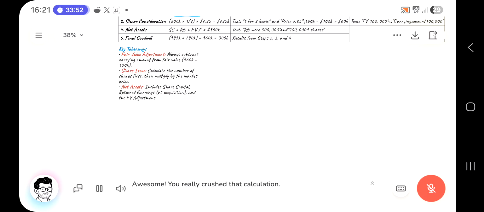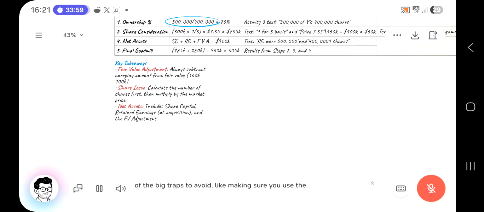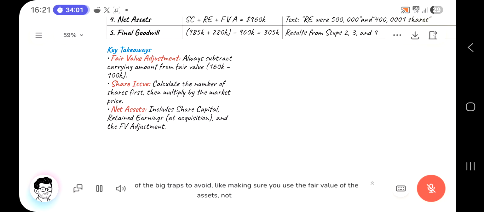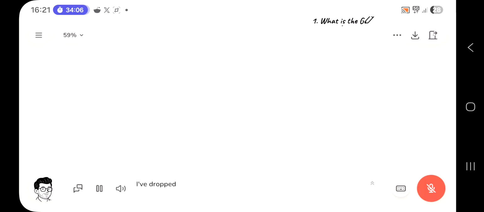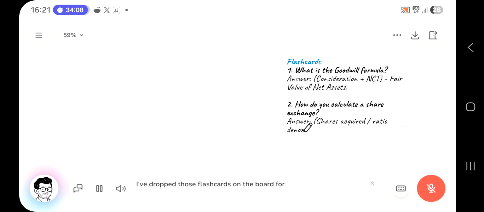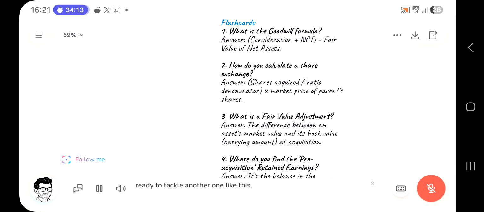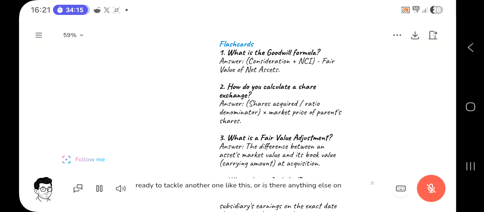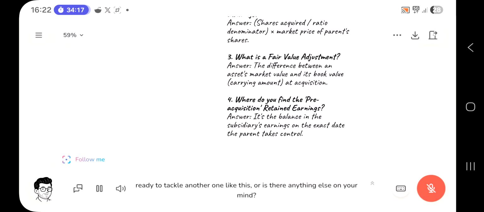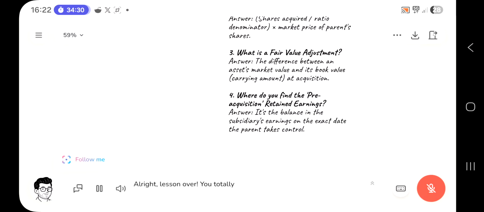Awesome. You really crushed that calculation. Here's a quick summary of the big traps to avoid, like making sure you use the fair value of the assets, not just the book value. I've dropped those flashcards on the board for your revision. You feel ready to tackle another one like this? Or is there anything else on your mind? Lesson over. You totally nailed the logic behind those goodwill steps today.